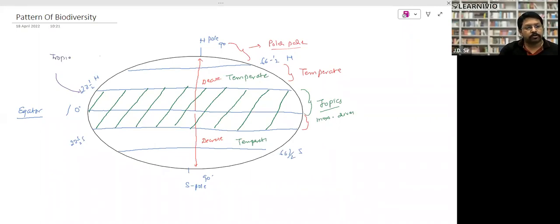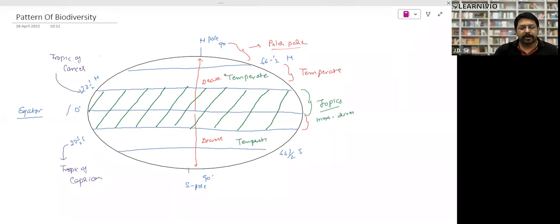And this one, 23 and a half south, is called the Tropic of Capricorn, and this is the equator. From 23 and a half north to 23 and a half south, this complete zone is called the tropical zone. The maximum biodiversity is found here. If you move away from here, the biodiversity will start decreasing, and it is least at the end. When you move from the equator towards the pole, and also when you move downward from the equator towards the pole, the biodiversity will decrease.